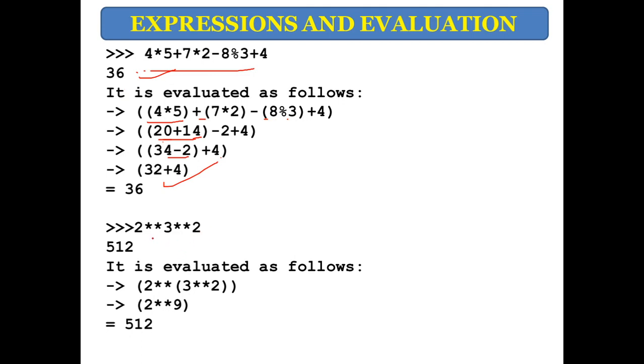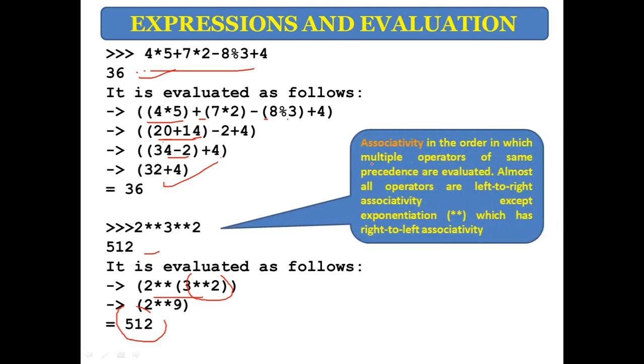Now what is 2 star star 3 star star 2? How is it calculated? 512. First the right side is calculated, since both are the same, then the left. That means first 3 star star 2 is 9, then 2 to the 9 is 512. So it follows right to left in the case of exponentiation. This is called associativity. It is the order in which multiple operators of the same precedence are evaluated. Almost all operators have left to right associativity, like plus, minus, star, percentage, slash, double slash, except exponentiation, which has right to left associativity. Here it is shown.